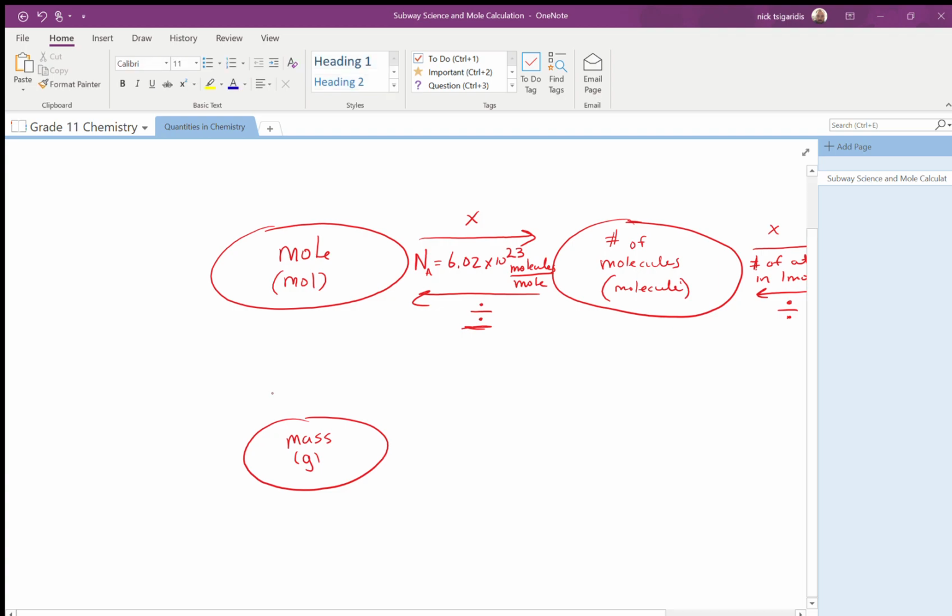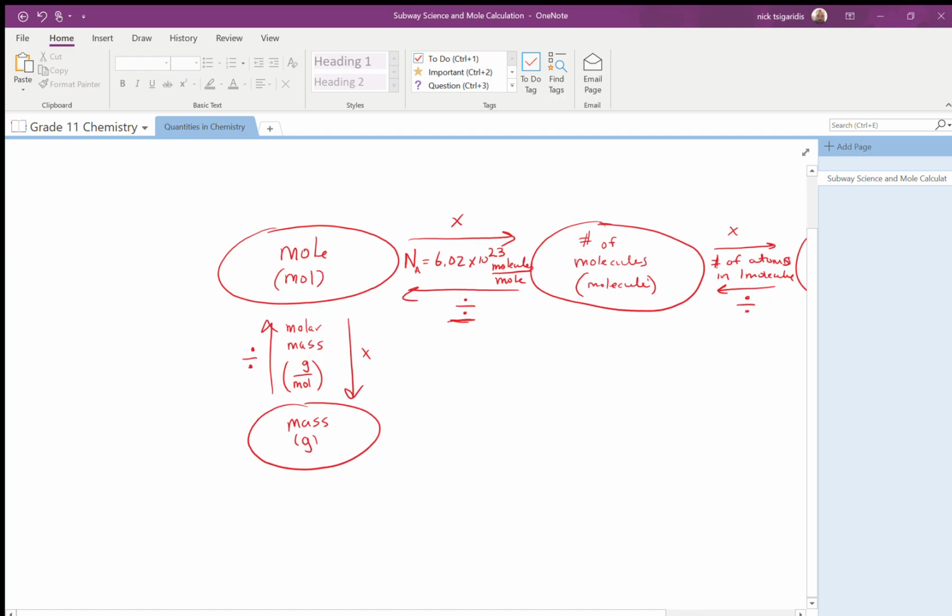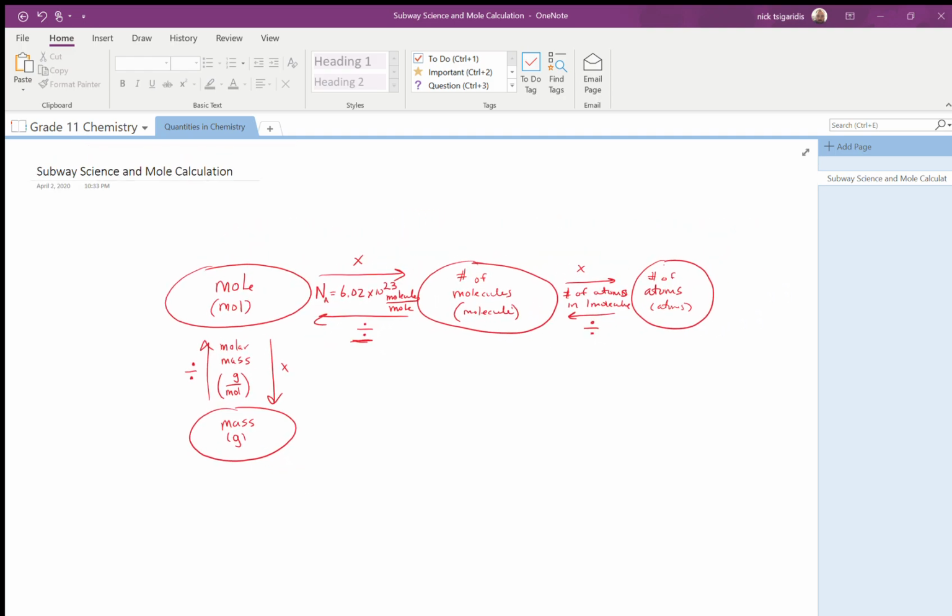Now, there is a conversion here between the mass and the number of moles. The converting factor here is something that we call the molar mass. The molar mass of a substance has the units grams per mole, as was discussed in the previous lessons. So it's how much does 1 mole of your particular substance weigh? And so to go towards moles from mass, I would divide by that substance's molar mass. And to go from moles to mass, I would multiply by the molar mass. And this is the start of the subway science. Of course, we will add more as we go through.